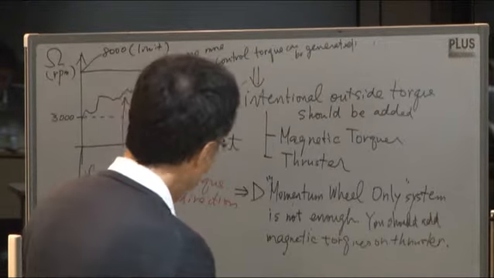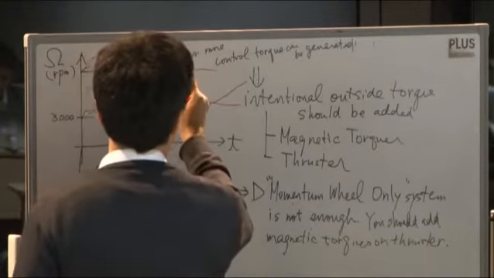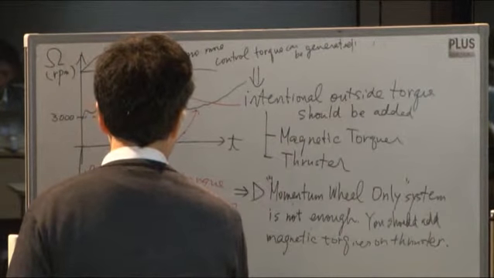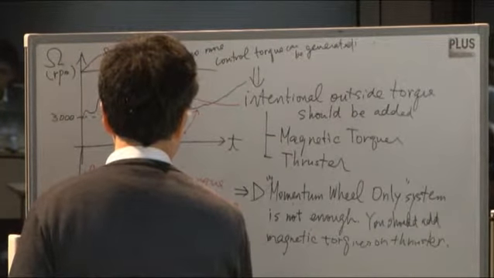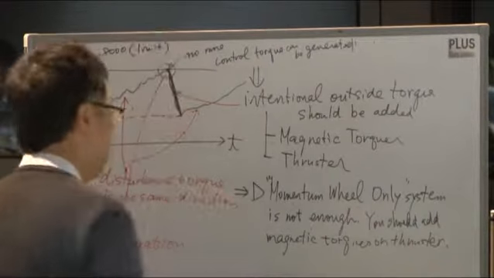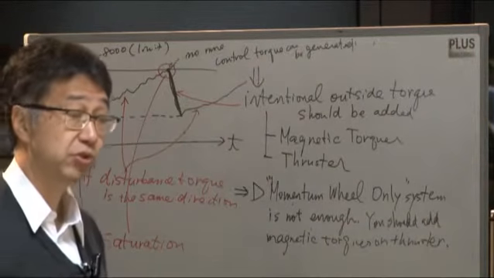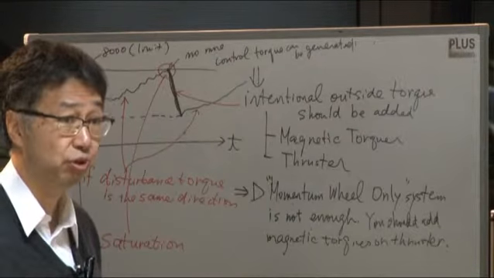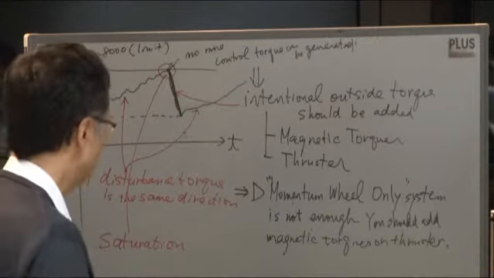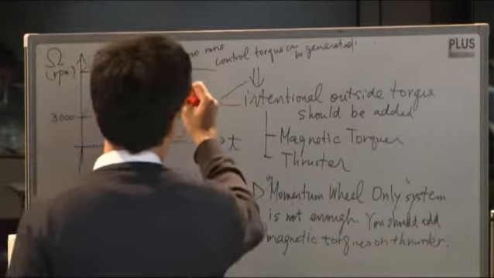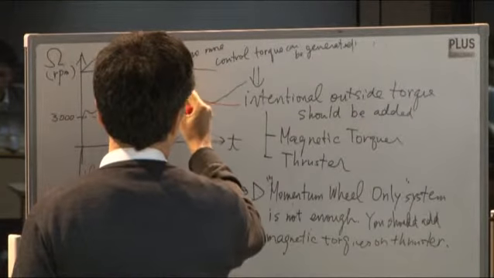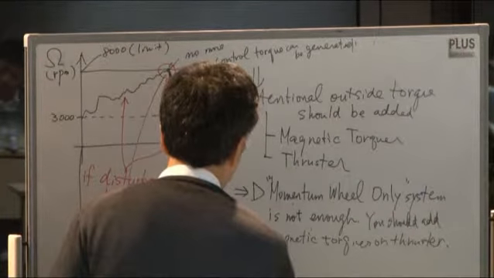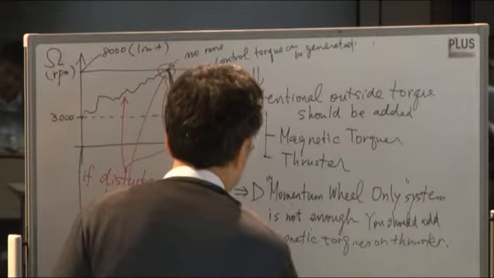And this phenomenon is called, as I said, please remember this word, saturation. The wheel speed reaches the maximum value, and you cannot get any more control torque. This situation is called saturation. And so this process is called, there are several ways to call it, desaturation.